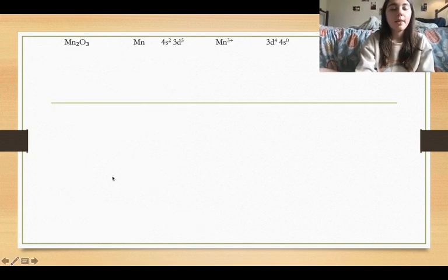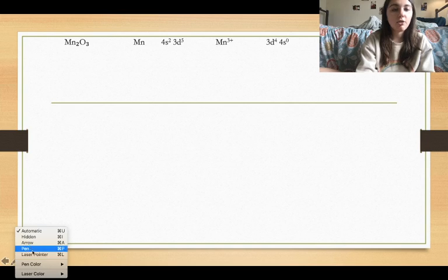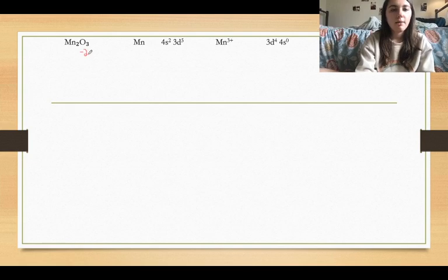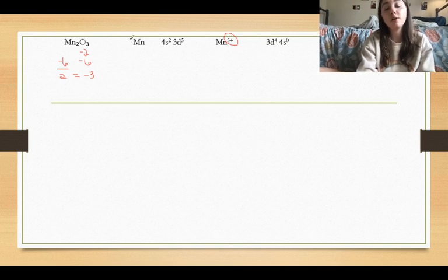Wonderful. Okay. Now I'm looking at manganese, and manganese trioxygen. And I know that oxygen has -2 on it. -2 times 3 is going to be -6. And then I know that there are 2 manganese, so -6 divided by 2 is -3. And to balance out that -3, manganese must be +3. Perfect, because +3 times 2 would equal -6.